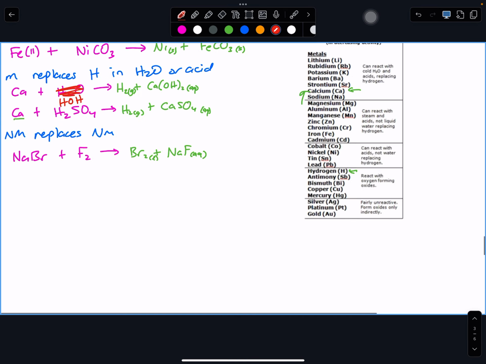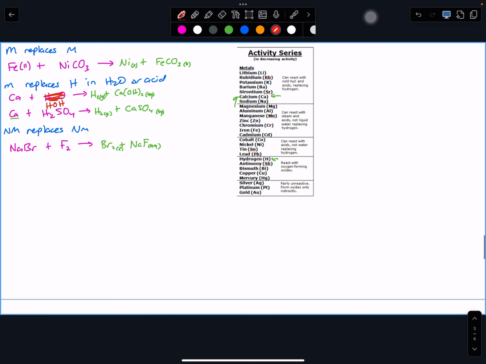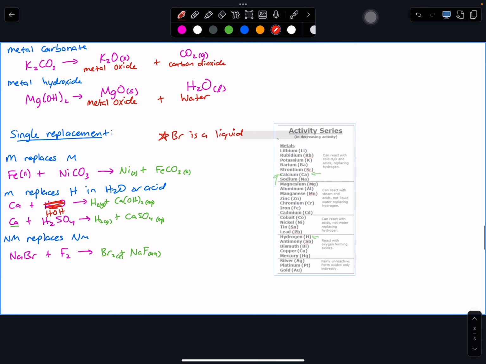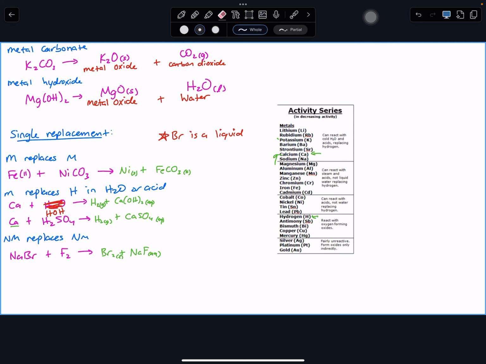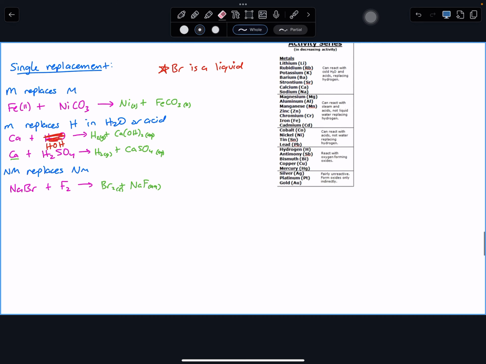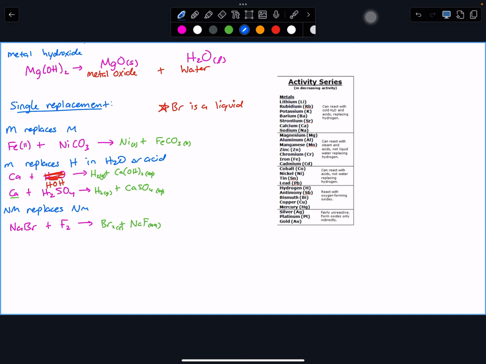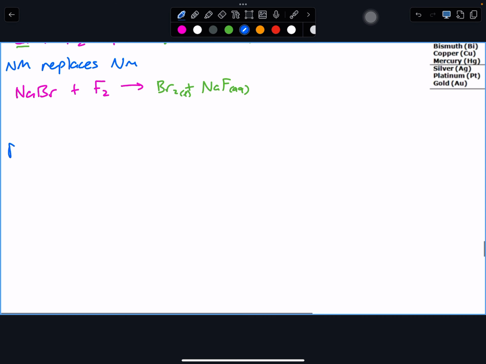All right, that's single replacement. Any questions on that one? No. Okay, and then last but not least, double replacement. Easy. Okay, and then double replacement is just two compounds.